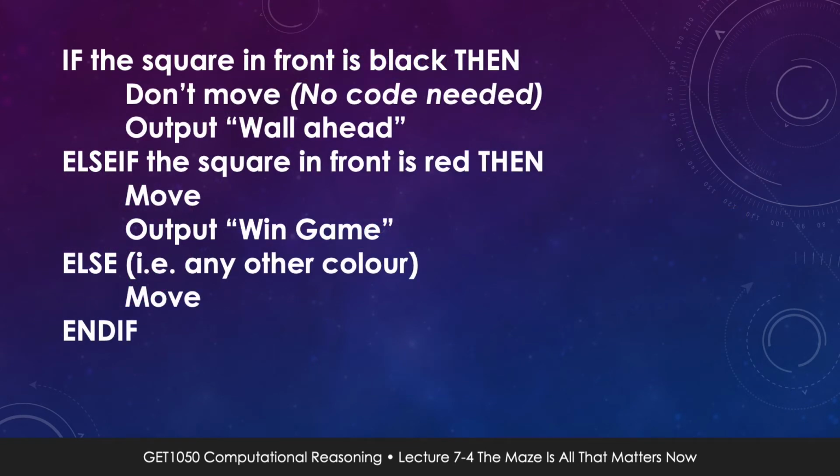If the square in front is black, then output wall ahead. Else, if the square in front is red, then move and output win. Else, that means any other color, our third possibility, just move. Notice, because there's only one if, there's only one end if. So now the question is, how do we modify our VBA code to reflect this new else if thing?